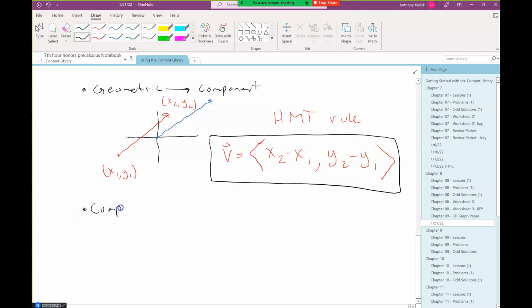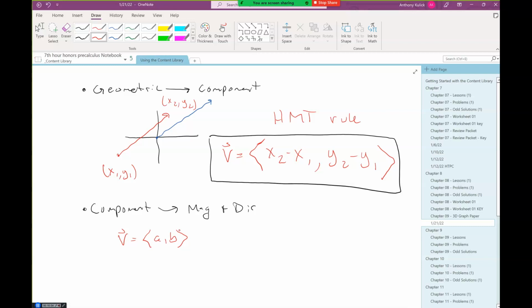Next thing we're going to do is talk about going from component form to a magnitude and direction. So if we have the component form AB, really that's a vector whose tail is at the origin and whose head is at the point AB. We know that the magnitude is related to the length of the vector. So if you want to find the length of a segment geometrically, what tool would we use?